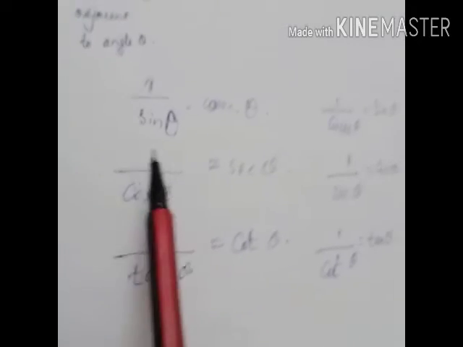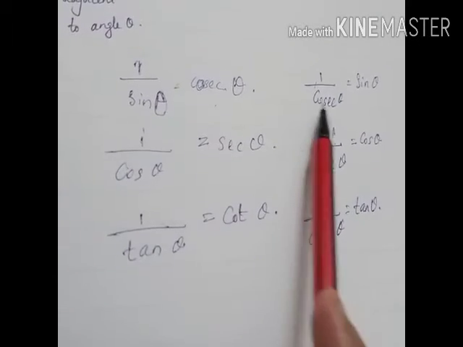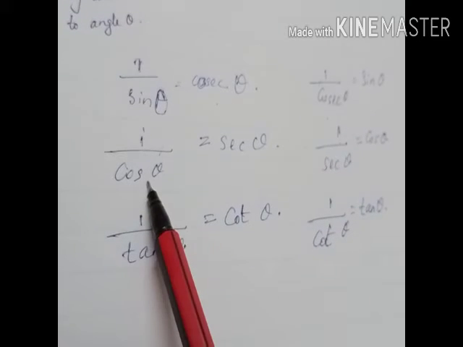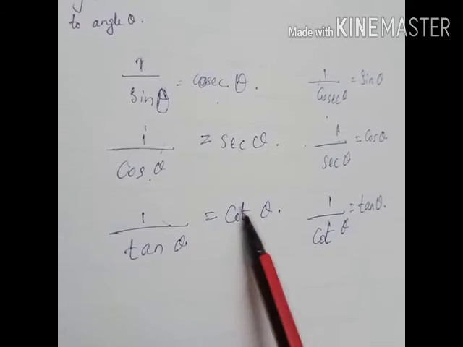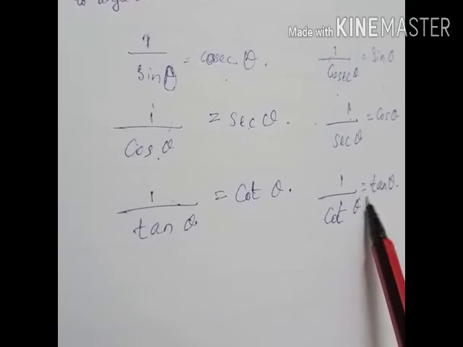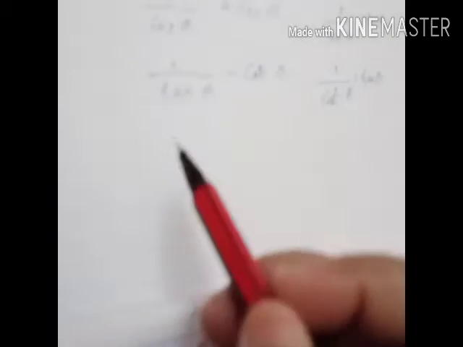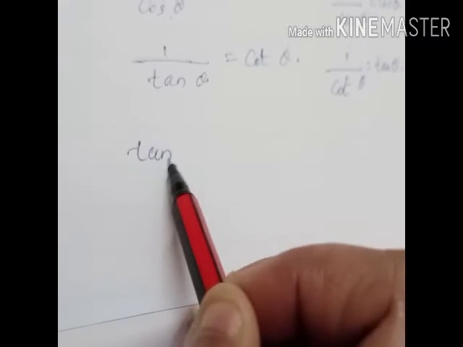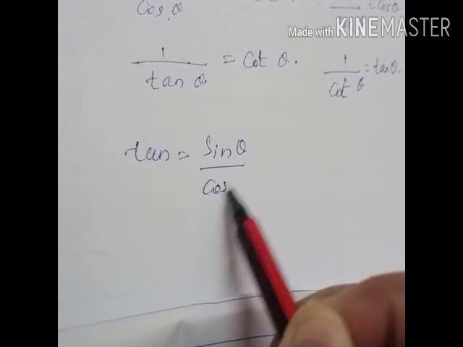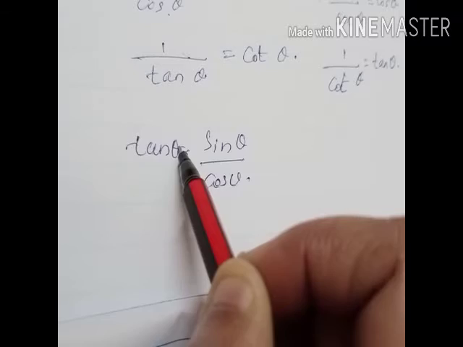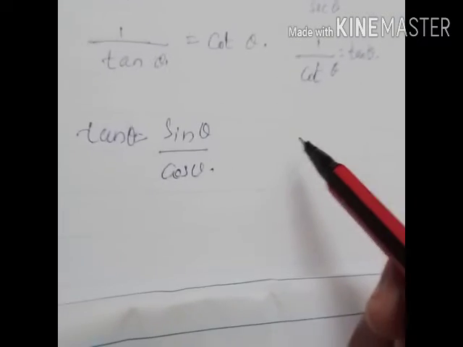Okay, so these we can write: 1 by sin is cosec, 1 by cosec is sin; 1 by cos is sec, 1 by sec is cos; 1 by tan is cot, 1 by cot is tan. Then one more relationship is there. That means tan theta equals sin theta by cos theta.